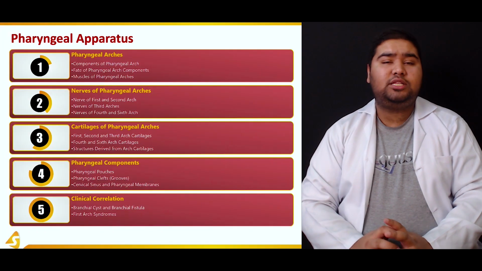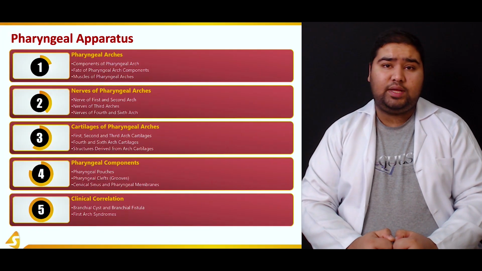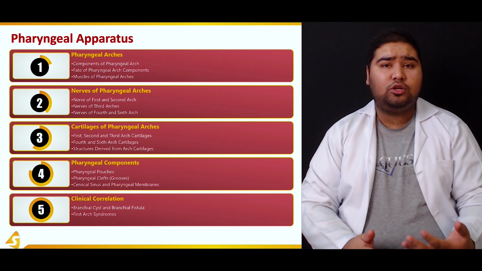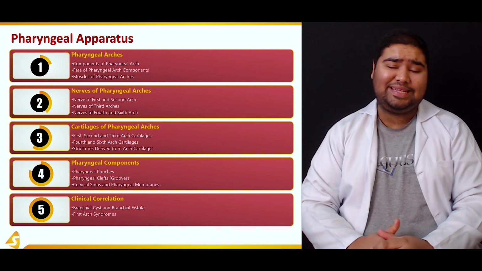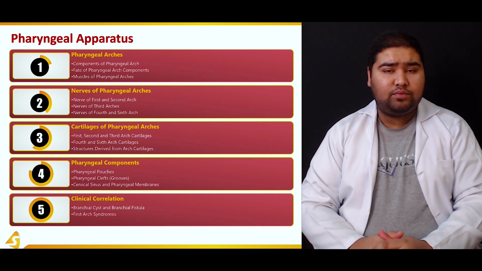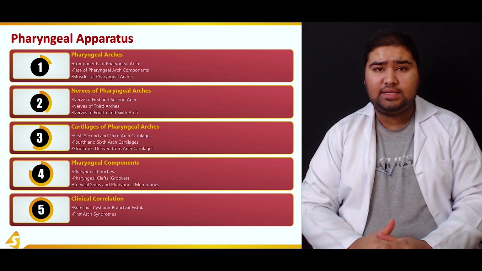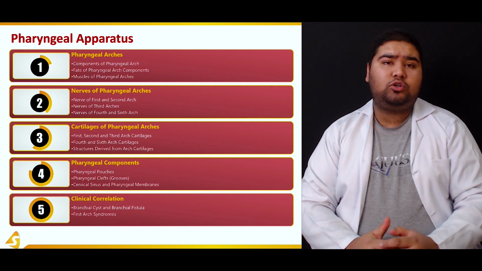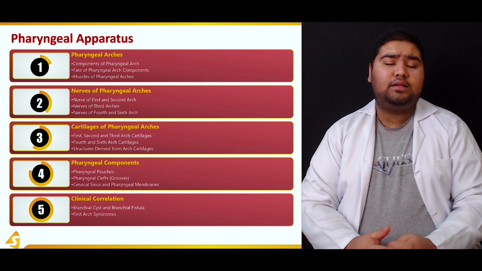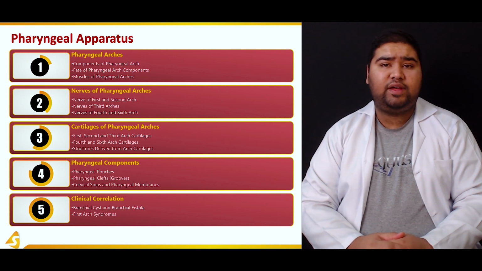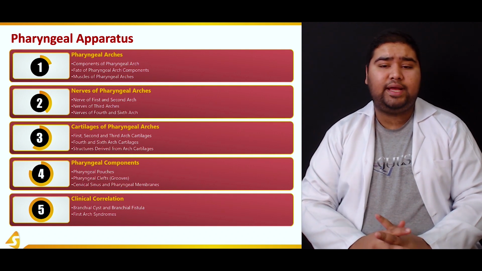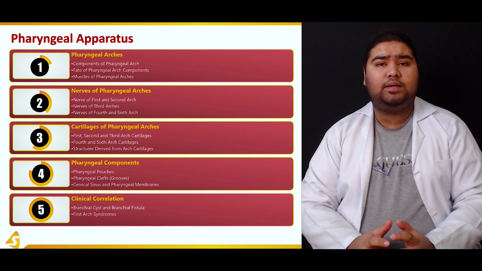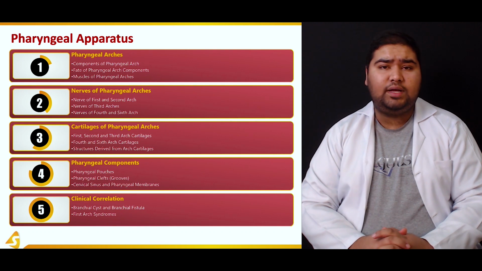The first section deals with the pharyngeal arches. We'll see what are the various components of the pharyngeal apparatus, which includes the pharyngeal arches. We'll see the pharyngeal clefts. We'll talk about the pharyngeal pouches, and finally the pharyngeal membranes. Furthermore, we'll talk about the fates of the various components of the pharyngeal arches, and we'll summarize the muscles of the various pharyngeal arches, which are various components of the adult.